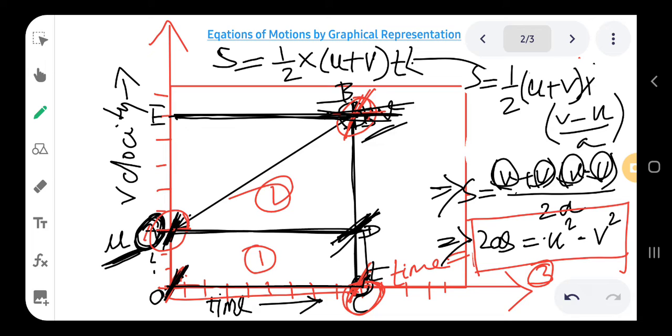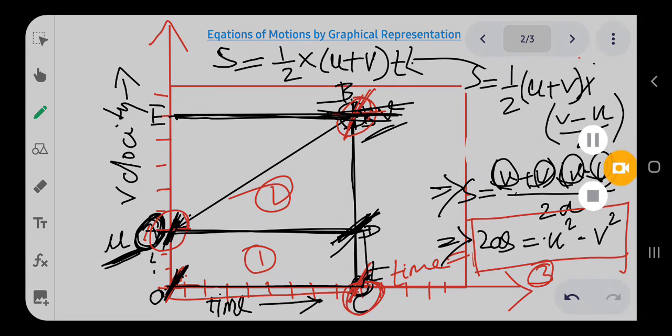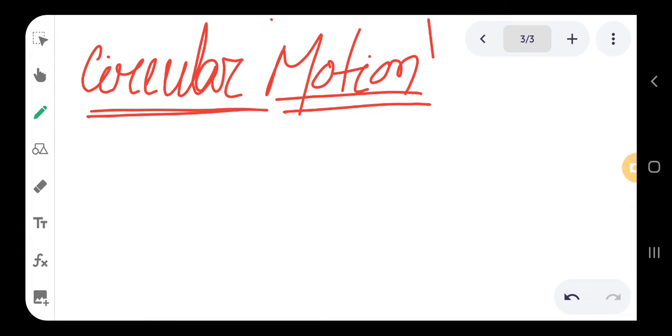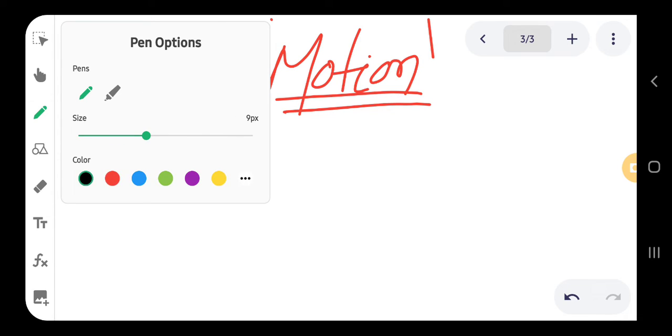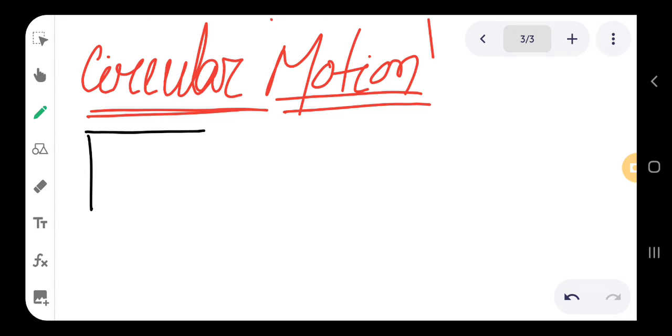Now what we are having is uniform circular motion. There is nothing special in circular motion. If there can be linear motion, there can be circular motion. We can move in different kinds of paths, like we can move like this.